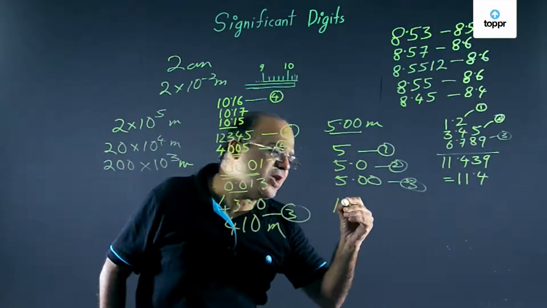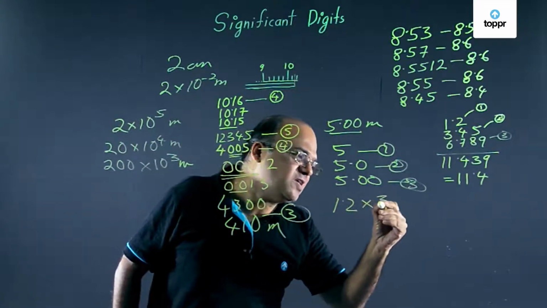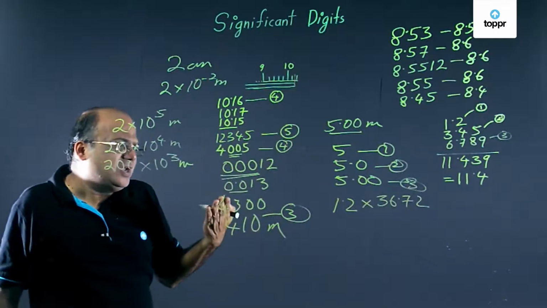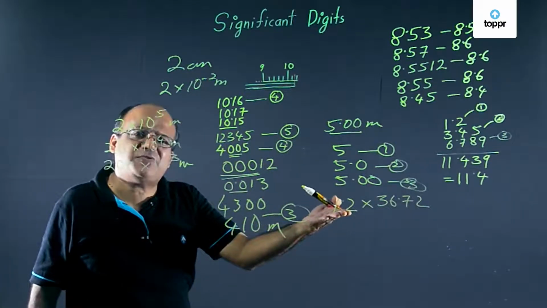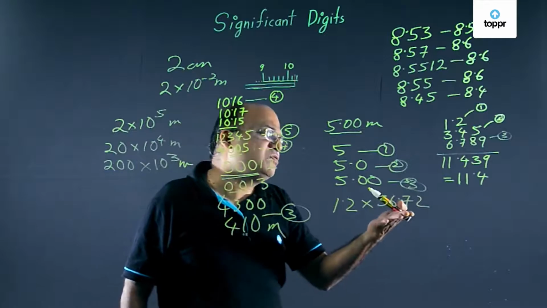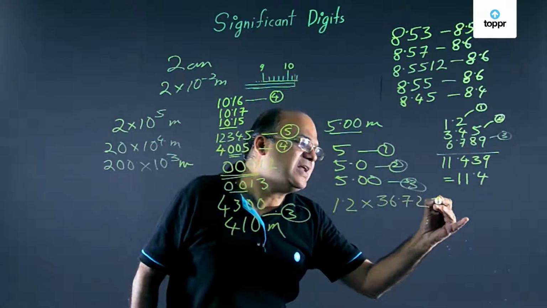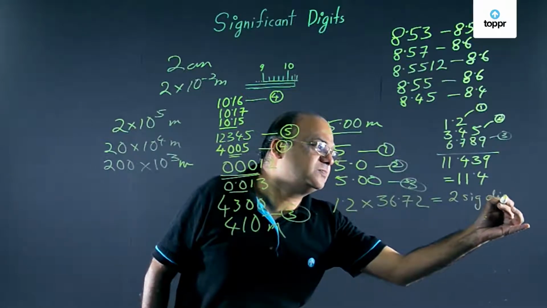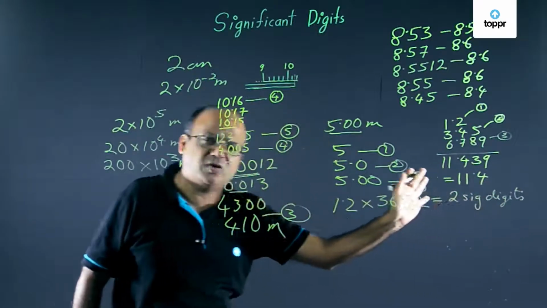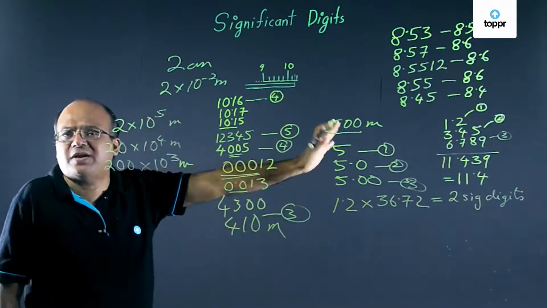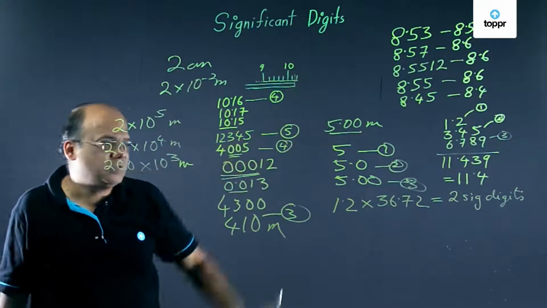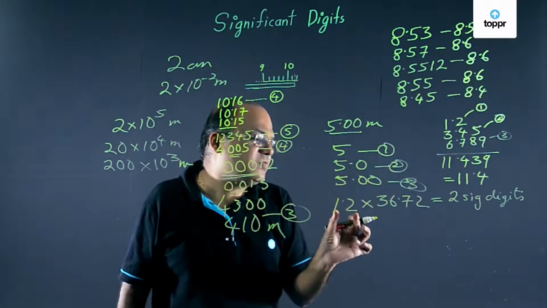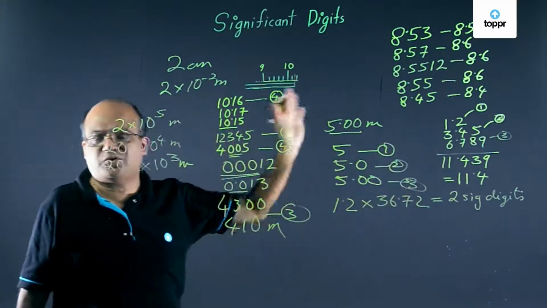Suppose I have to multiply 1.2 into 36.72. Now this has got 2 significant digits. This has got 4 significant digits. The final answer should only have 2 significant digits. Overall, don't bother about decimal point in multiplication and division. So this has got 2 significant digits, 4 significant digits. The lesser one is 2. Final result should have 2 significant digits.